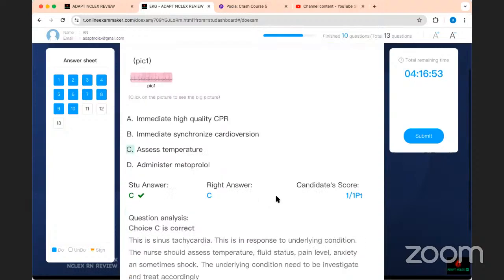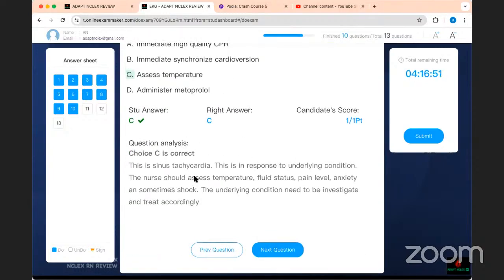Somebody say caffeine. Yeah, caffeine can cause that. So this is sinus tachycardia. This is a response to an underlying condition, right? The next step is to assess temperature, fluid status, pain level, anxiety, and sometimes shock. The underlying condition needs to be investigated and treated accordingly. That is my rationale for answering this kind of question.